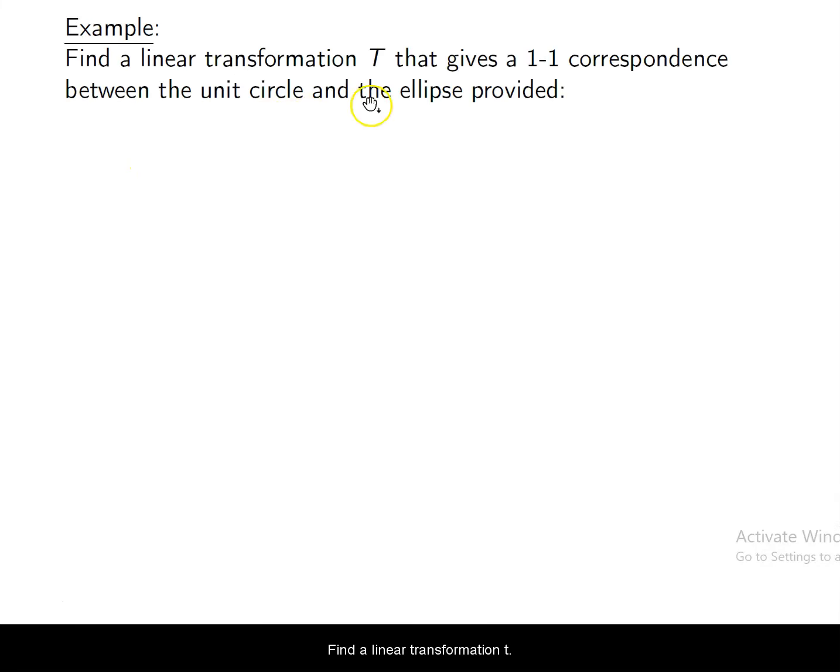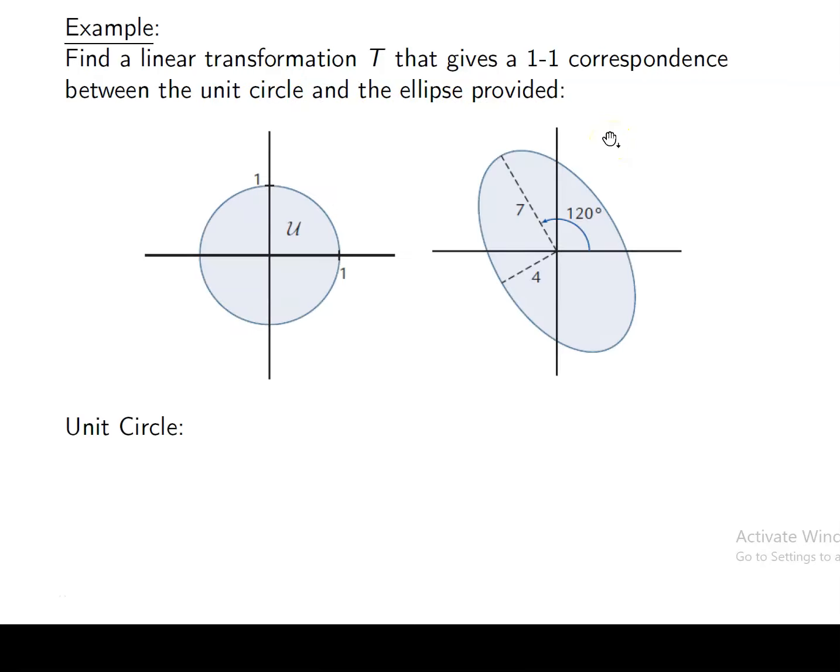Find a linear transformation T that gives a 1-to-1 correspondence between the unit circle, not the unit square, right? The unit circle and the ellipse that is provided below. So we have the unit circle. It's a circle with radius 1, centered at the origin. And what I want to do is transform this circle into this ellipse.